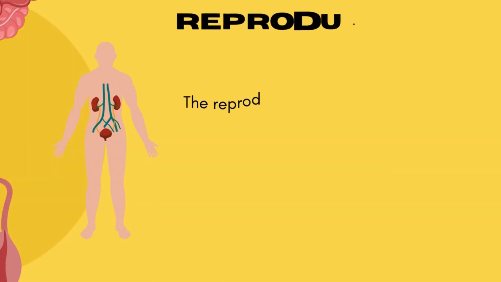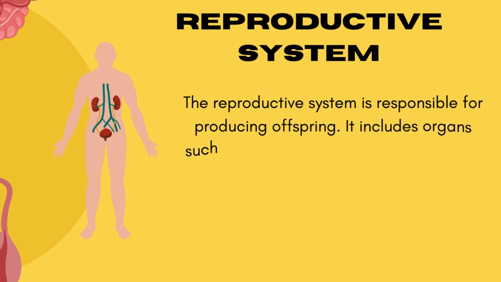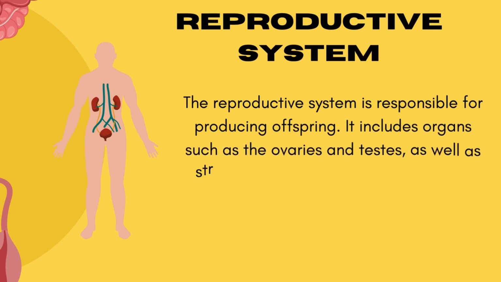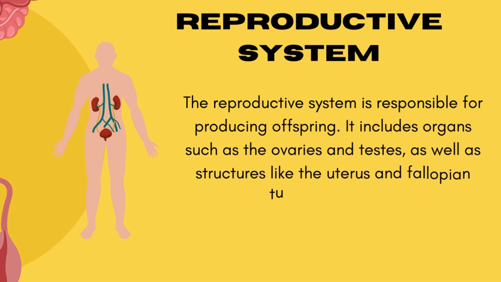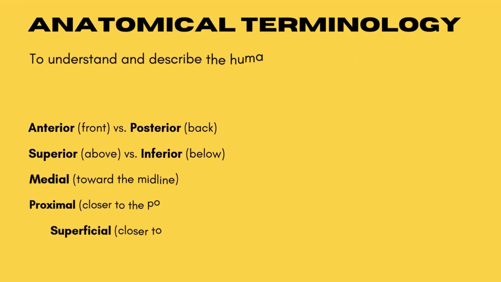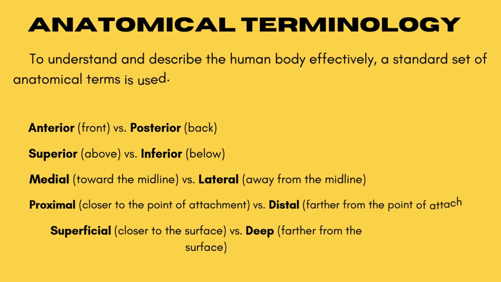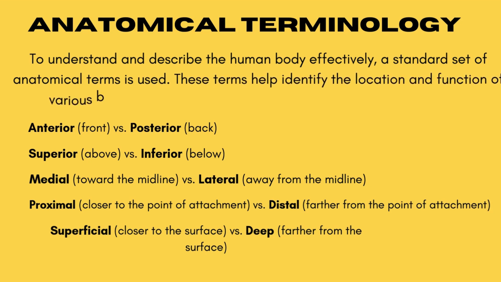Reproductive system. The reproductive system is responsible for producing offspring. It includes organs such as the ovaries and testes, as well as structures like the uterus and fallopian tubes in females. Anatomical terminology. To understand and describe the human body effectively, a standard set of anatomical terms is used. These terms help identify the location and function of various body parts and systems.